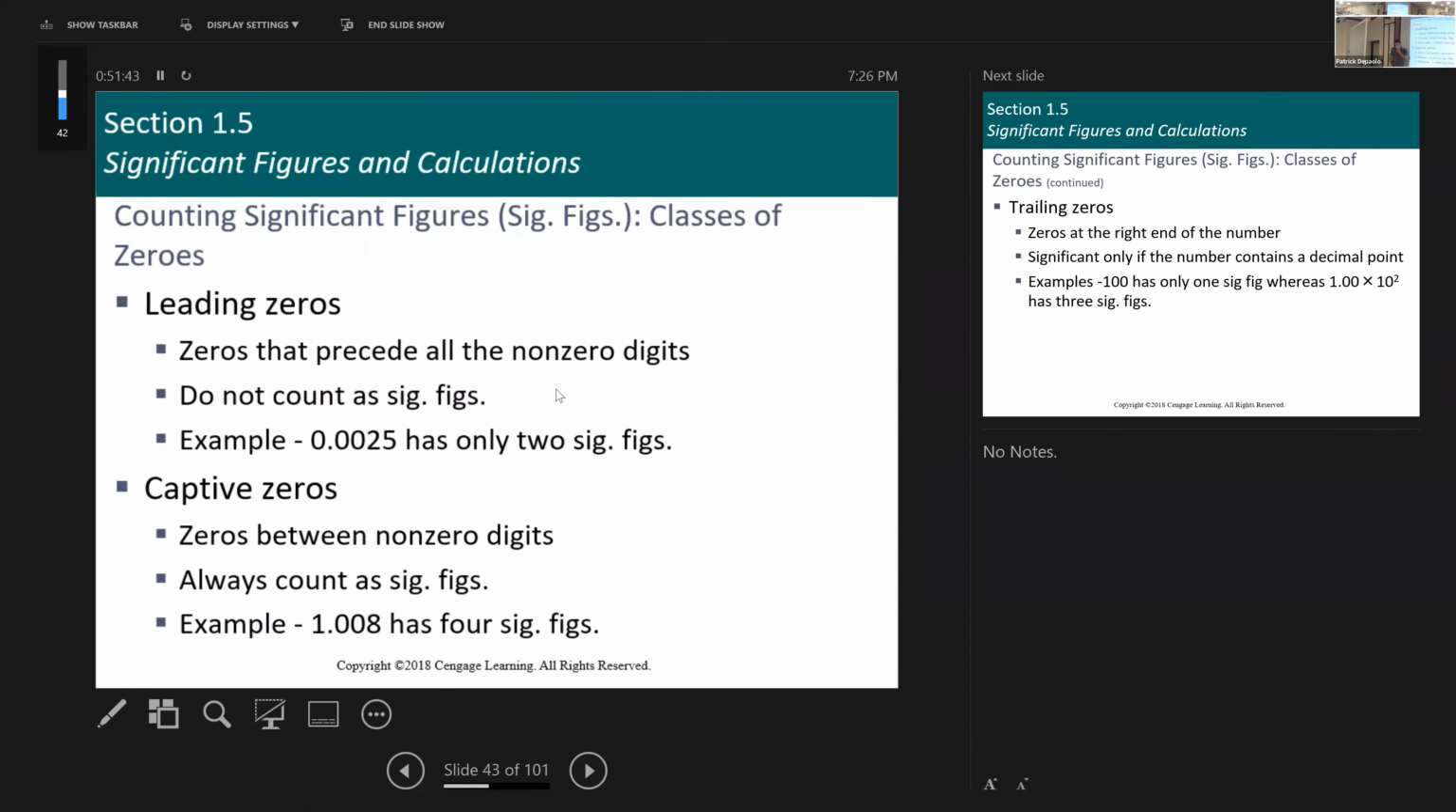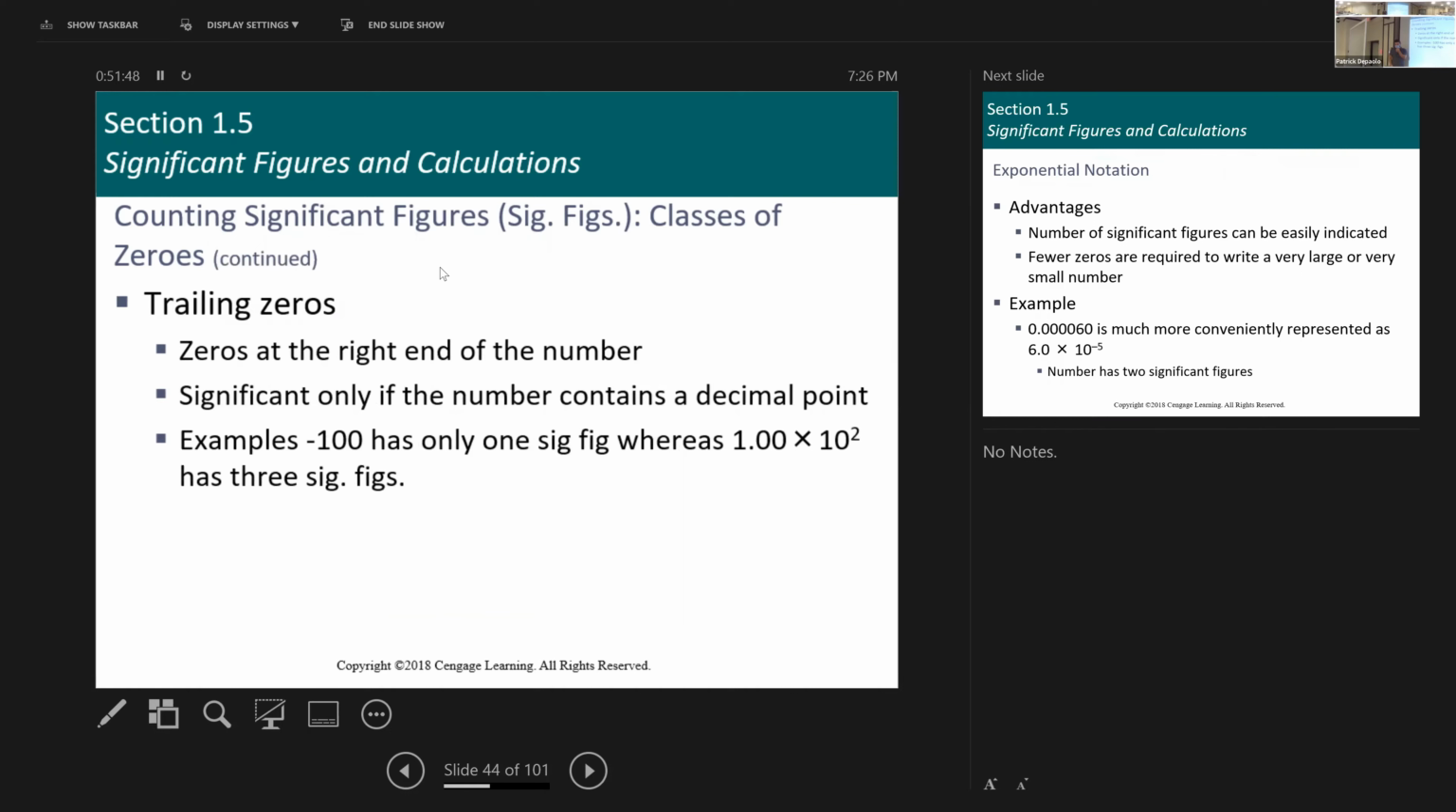So let's go back to sig figs. We talked about these zeros already. Now trailing zeros. Trailing zeros are only significant if the number contains a decimal point. And that's, like I just said, for more level of precision. If it doesn't contain a decimal point, such as 300.